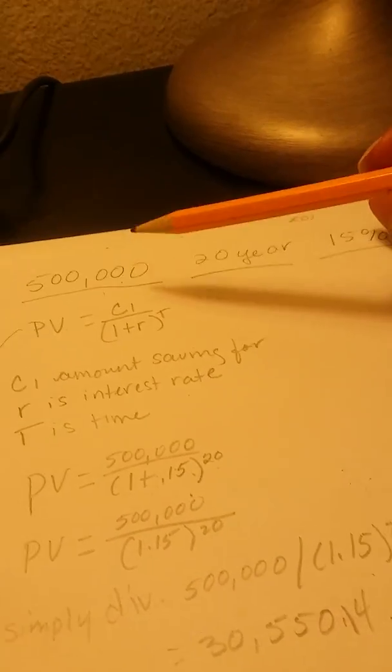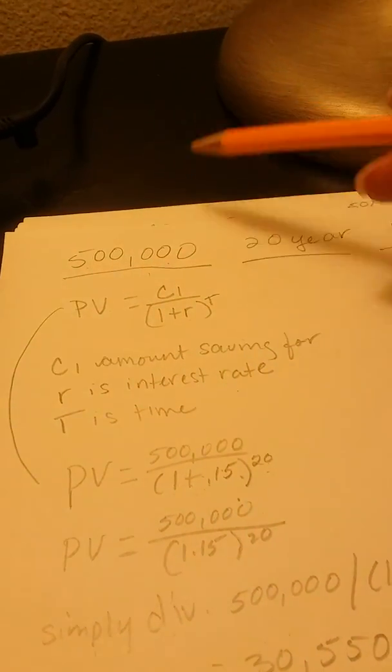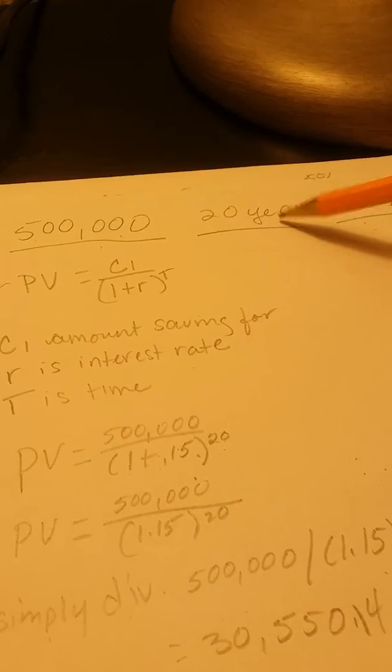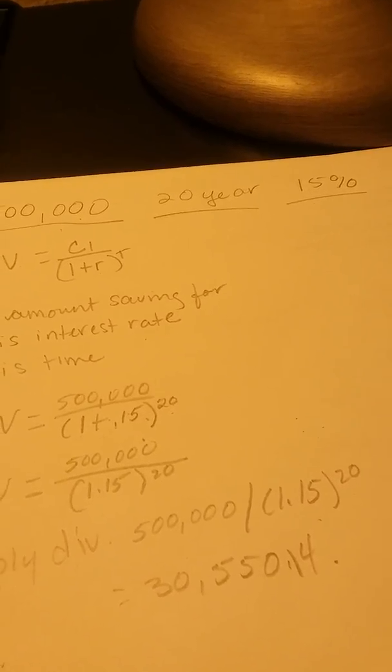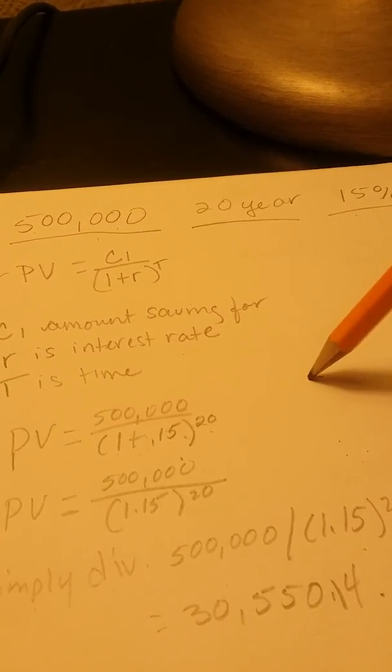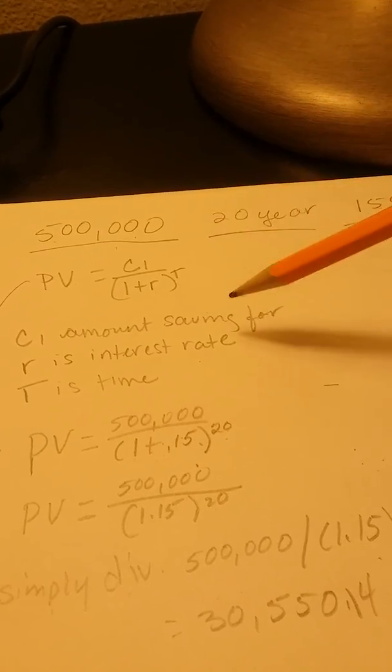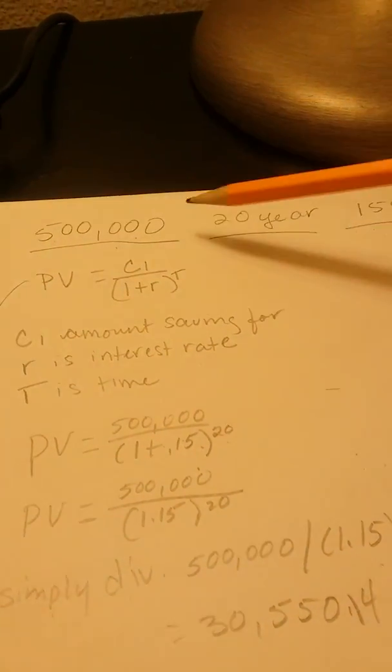So our first question that we're going to look at is, if you want to have $500,000 in 20 years and you get a 15% interest rate, how much would you need to invest now? Anytime we're talking about what we need to invest now, we're probably looking at the present value.